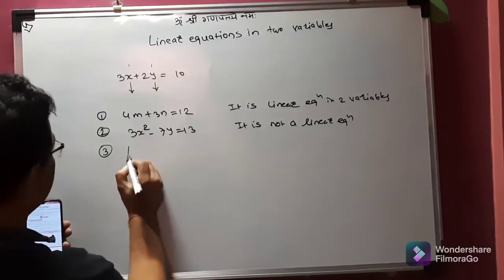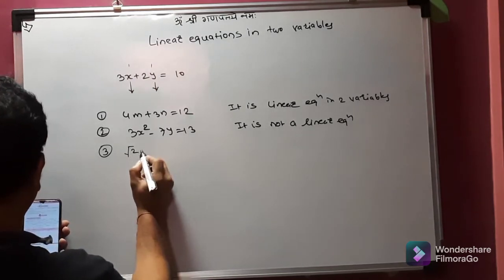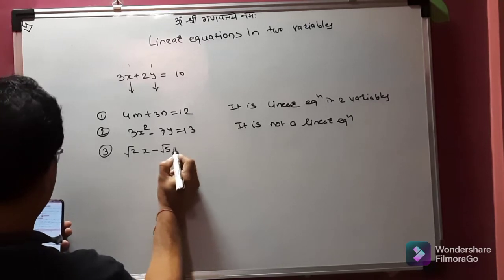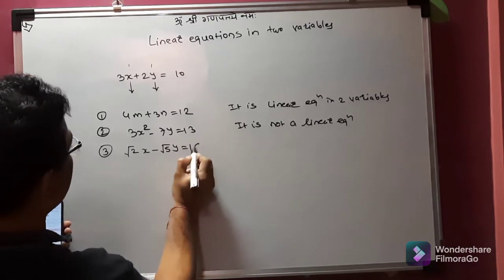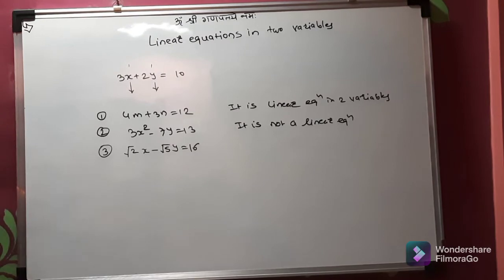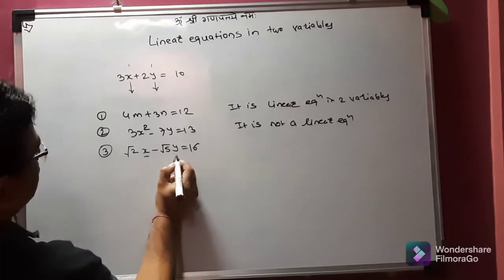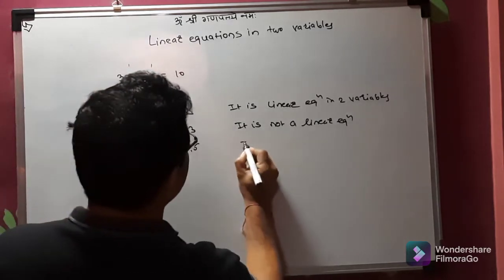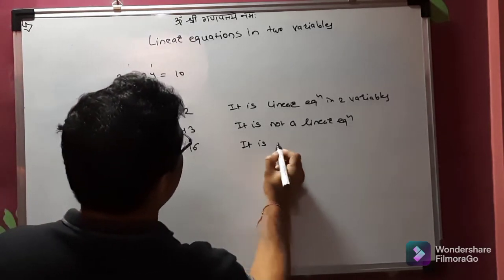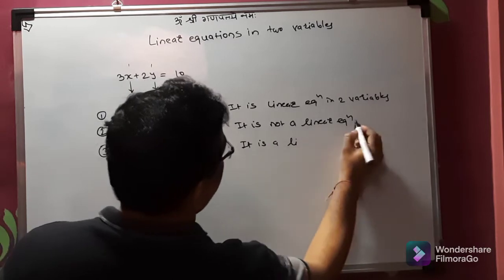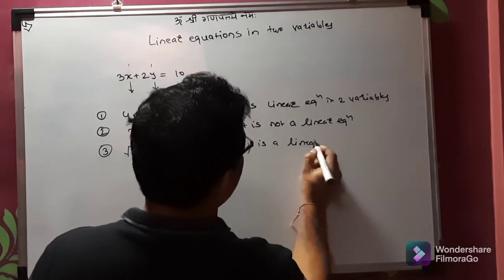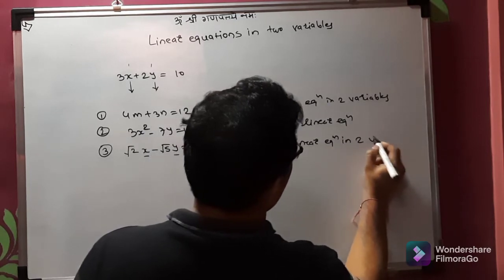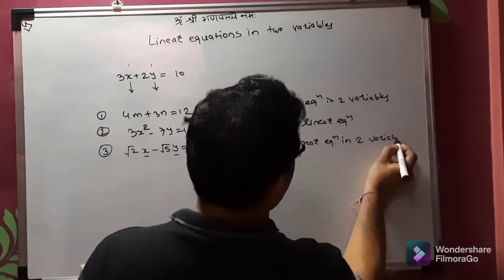Now the third one is root 2 into x minus root 5 into y is equal to 16. Now these x and this y both are variables having degree as 1. So it is a linear equation in two variables.